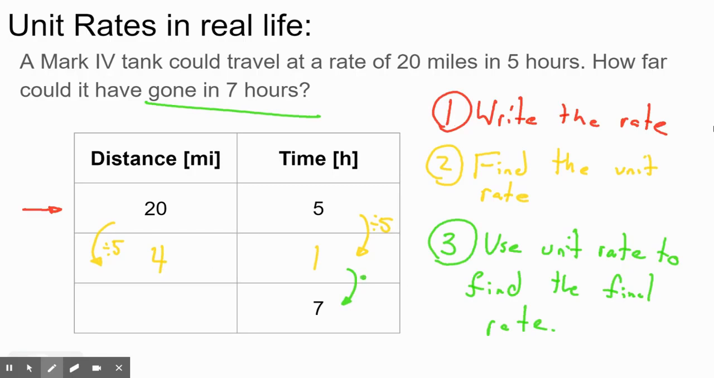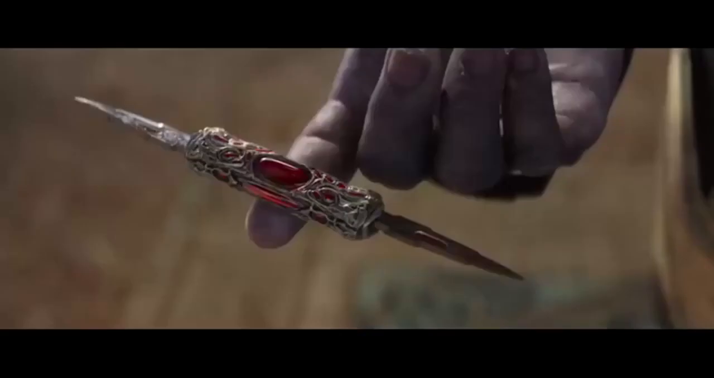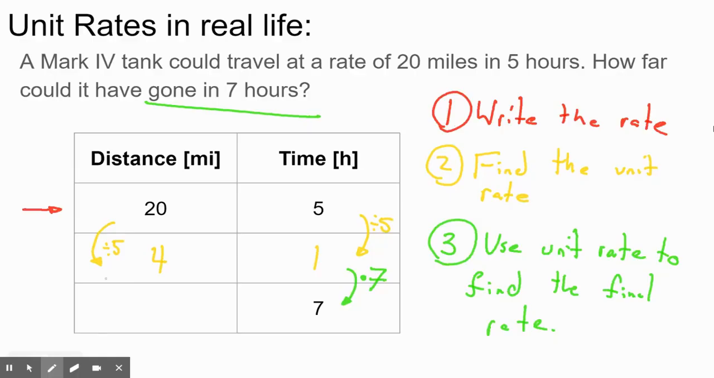So instead, we could multiply this by 7. Again, to keep things perfectly balanced, we need to do the same thing to this side. We know that 1 times 7 is 7. It's right here. 4 times 7 would be 28. And here we're basically done. We have our answer. We know that the tank could drive 28 miles in 7 hours.